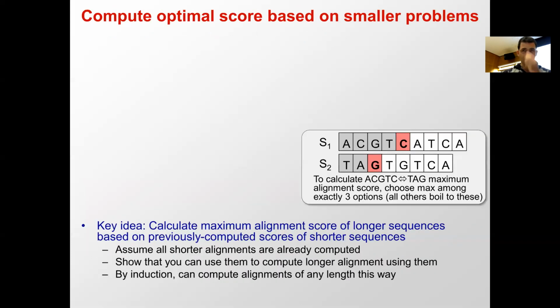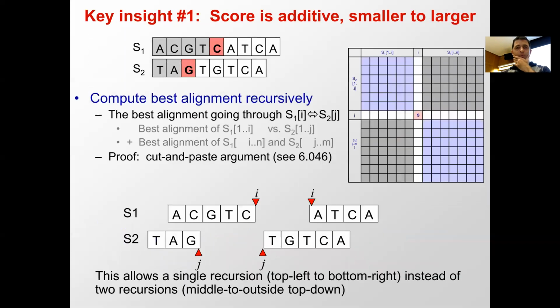The idea is the following. If I want to compute the score for the alignment between A, C, G, T, C, and T, A, G, I'm going to do that as a function of the score for smaller alignments, okay? Don't worry if you don't get everything I say the first time around. I'm just going to repeat myself for the next 20 minutes, saying the same thing over and over again in a bunch of different ways, okay? So what we're going to do is realize that the score is actually additive.